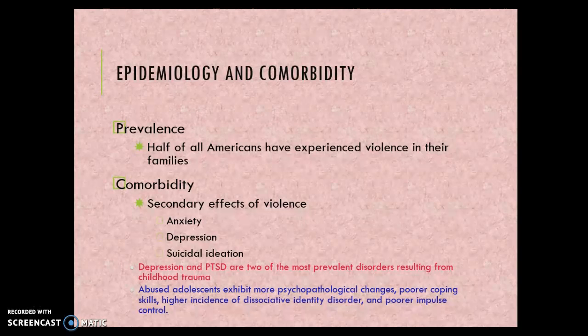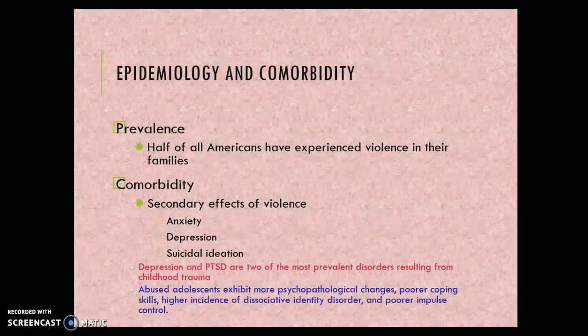So we have the prevalence, half of all Americans have experienced violence in their families. Comorbidity, so the things that would happen due to the violence, so anxiety, depression, suicidal ideation. And if you look here below, you have that depression and PTSD are the two most prevalent disorders resulting from childhood trauma. That's something we've been obviously talking about and learning all the way through here. We're finding lots and lots and lots of mental illnesses come from, or there is some history of childhood trauma.